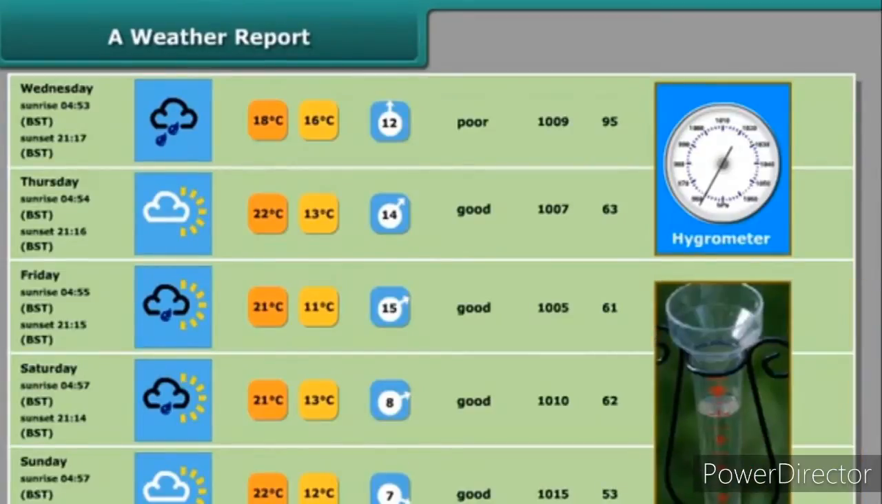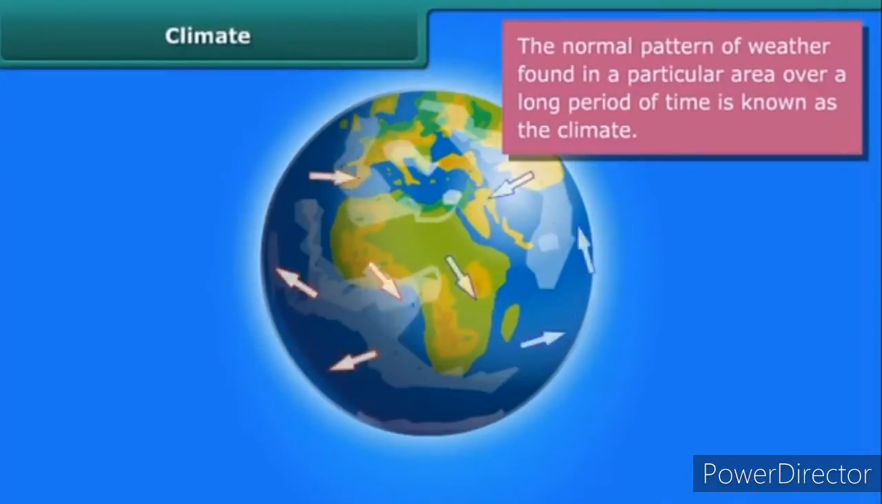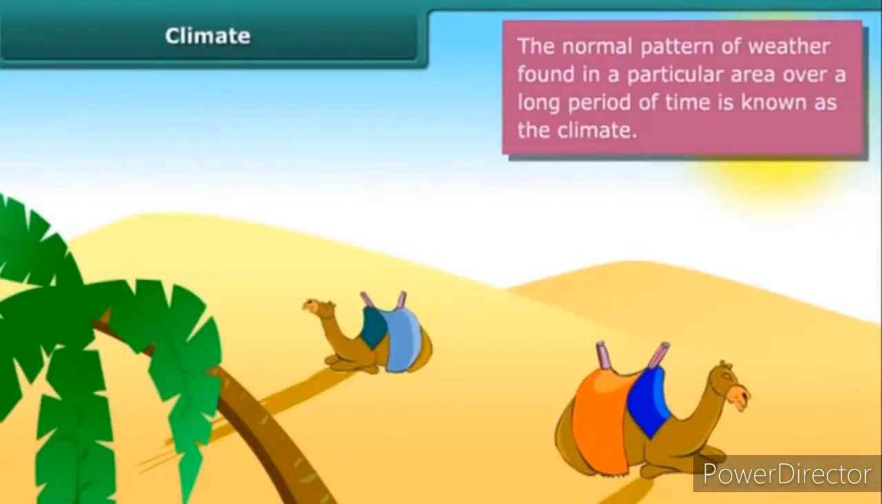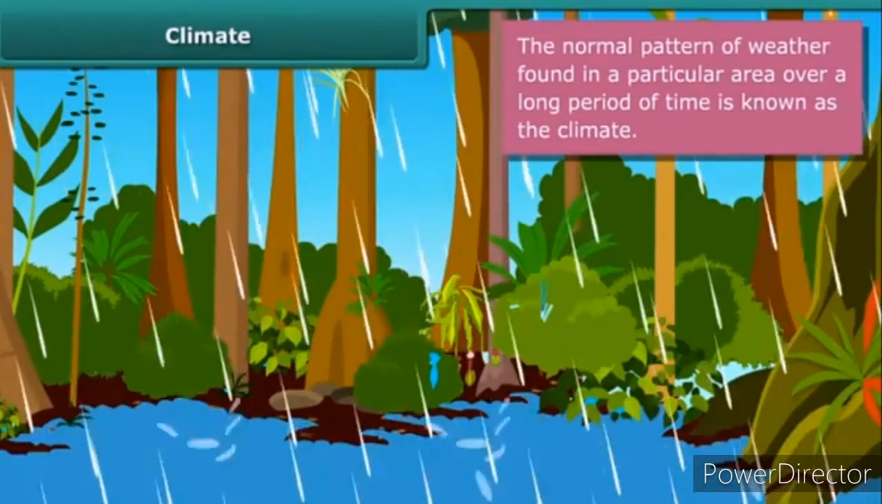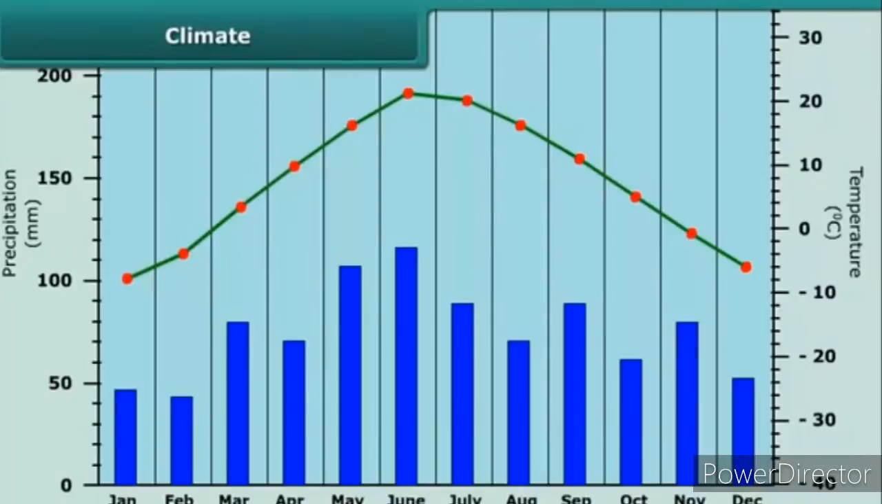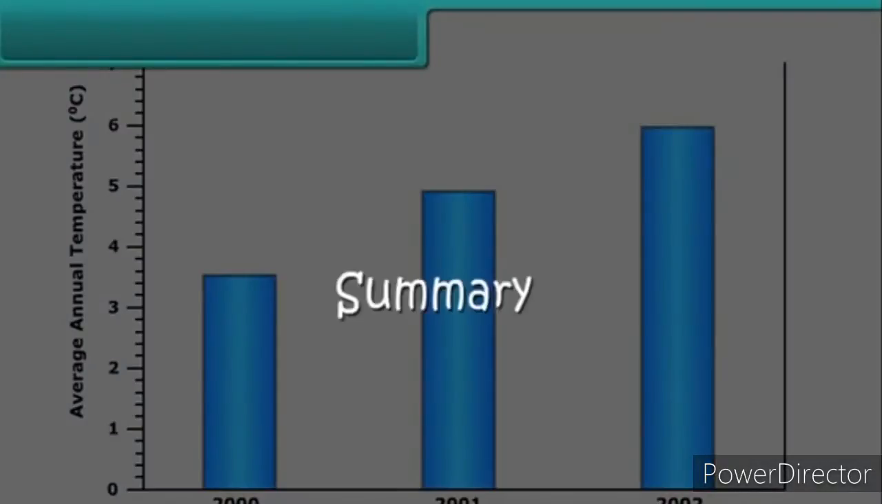Hygrometer is an instrument through which we used to know the weather report. The normal pattern of weather found in a particular area over a long period of time is known as the climate. The normal pattern of weather means average weather condition of a particular area is known as climate. Climate can't change day to day. It is the average annual atmospheric condition of a particular area during a particular time.